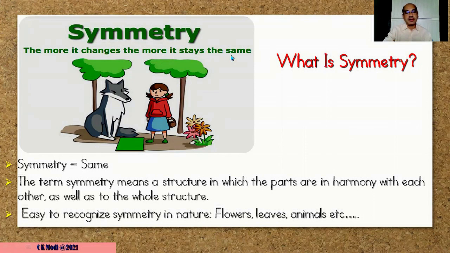That is called symmetry. Now, while we are talking about nature, there are countless examples of symmetry, like flowers, leaves, animals, etc. So they are all symmetrical.